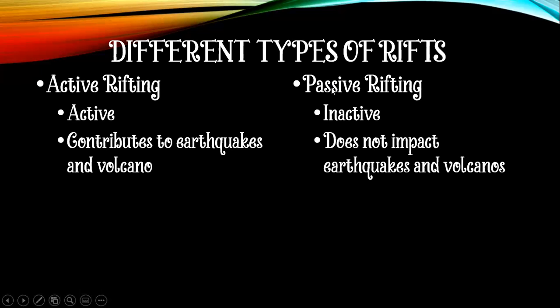Passive rifting, on the other hand, is not active and does not contribute to earthquakes or volcanoes. Passive rifts are more narrow than active rifts and are pulled apart.